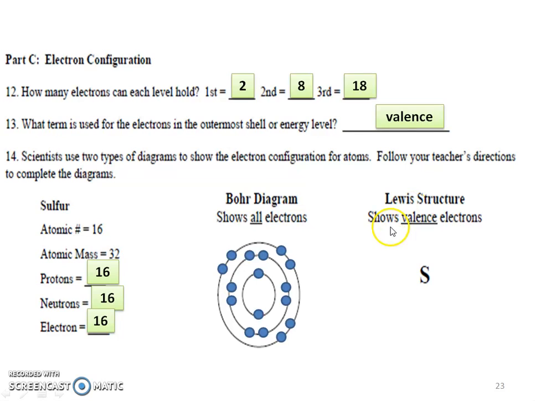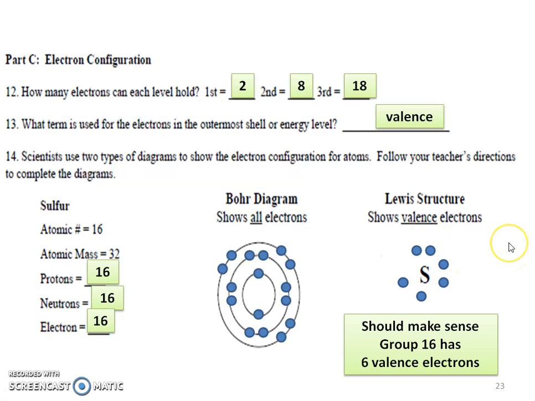Now this Lewis structure is really just showing us the valence electrons. Well, how many electrons are on the outermost energy level? Here is 6. So now we're going to put 6 dots around this sulfur. 1, 2, 3, 4, 5, 6. And what I like to do is I like to think of this sulfur in a box, and I put 1 at each side of the box, and then I start pairing up. So technically sulfur has 2 pairs of electrons and 2 single electrons. So it should make sense because group 16 has 6 valence electrons. That's another way to look at it.